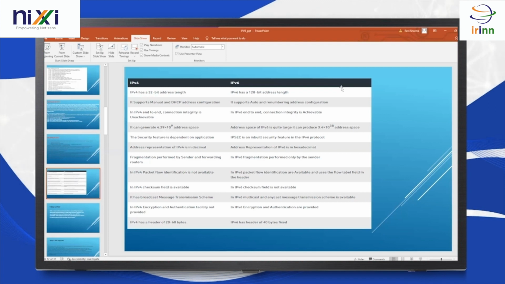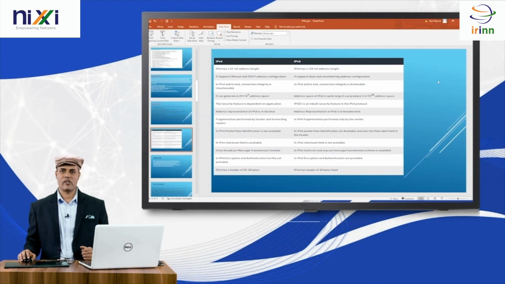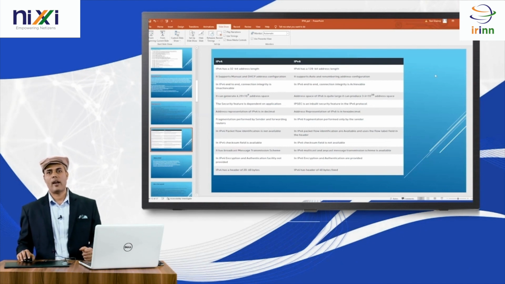In IPv4 we have a variable header size of 20 to 60 bytes. In IPv6 we have a fixed 40 bytes. So that is just a differentiation between IPv4 and IPv6.